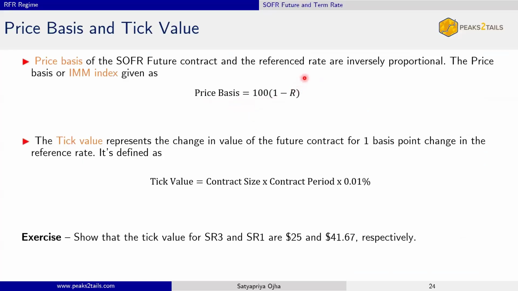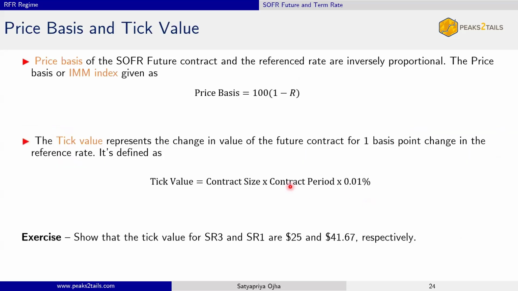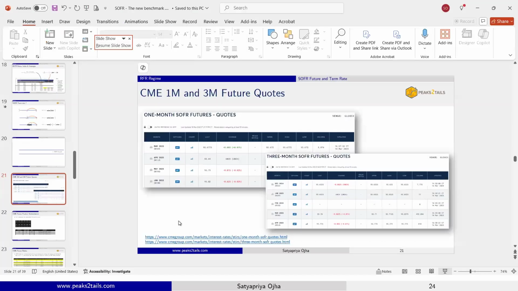The price formula is easy. It references the underlying 3-month rate. Price is just 100 times 1 minus R. Let's talk about the tick value that we saw. $25 is the tick value for the 3-month future. 41.67 is the tick value for the 1-month future. How do we calculate that? It's very easy. It is basically the change in the future value of the contract for 1 basis point change in the underlying reference rate. Tick value is contract size times the contract period times 1 basis point change. So let's do that calculation quickly in Excel.